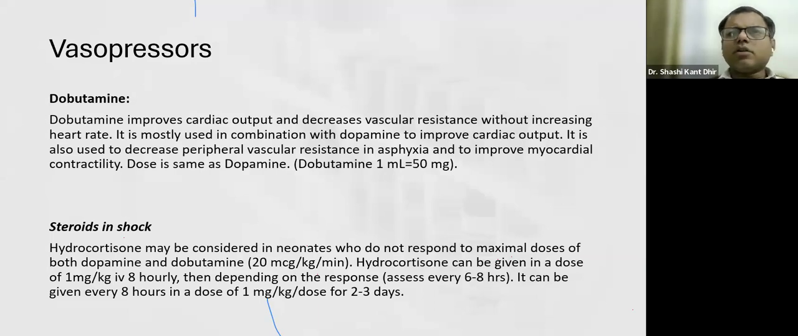If the baby does not respond to dopamine and dobutamine, then we consider hydrocortisone. So hydrocortisone is given when the baby does not respond to maximal doses of dopamine, dobutamine, which is 20 microgram of both. So we usually give 1 mg per kg 8 hourly, and then depending upon the response, it can be given up to 2 to 3 days, right? So another vasopressor, adrenaline, can also be given after this if required, right?